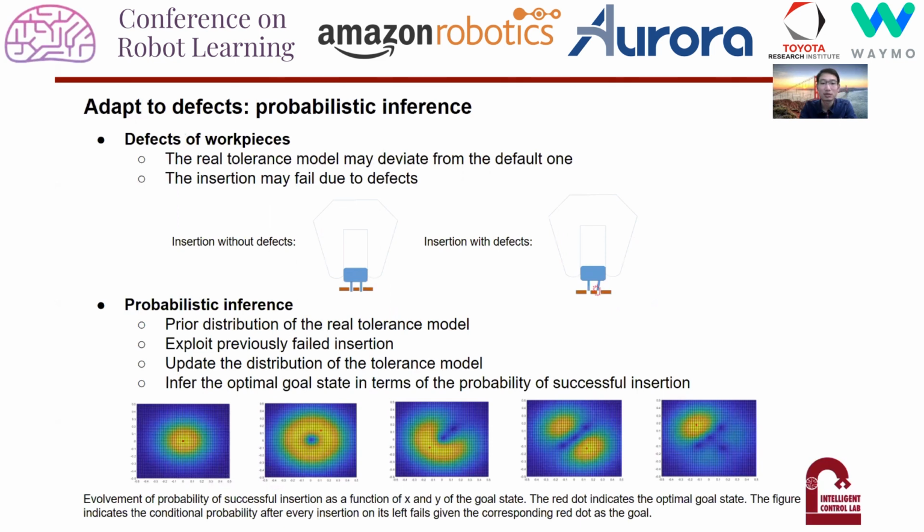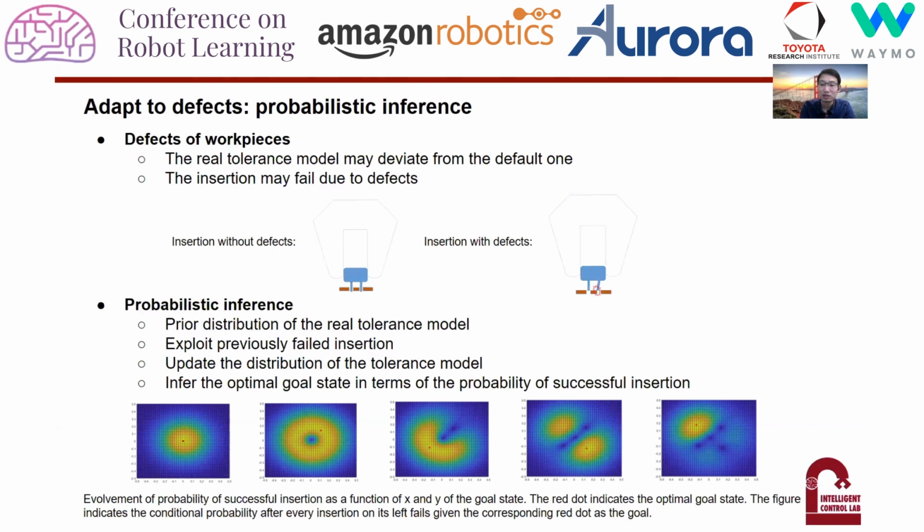In real application, defects may deviate the real tolerance model from the default one and cause an insertion to fail. To compensate for the defects, we build a probabilistic model. The model assumes a prior distribution of the real tolerance model, which may be parameterized according to factory data, and it leverages the previously failed insertions to update the distribution of the tolerance model.